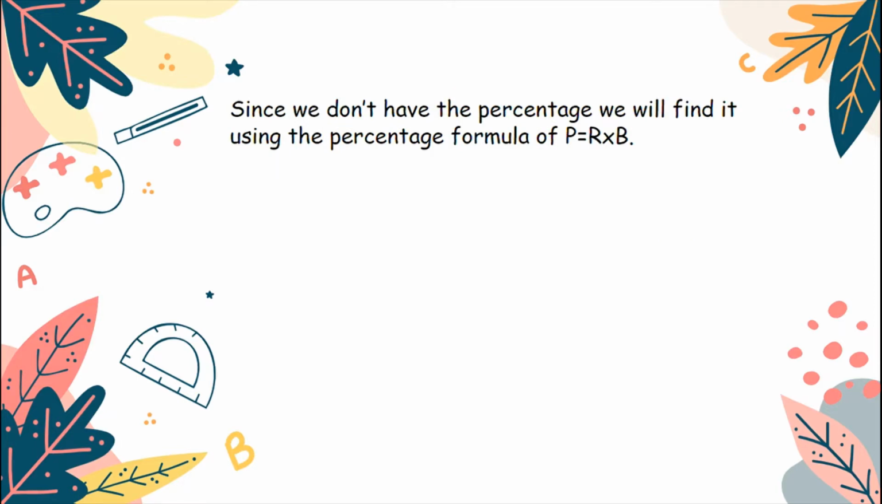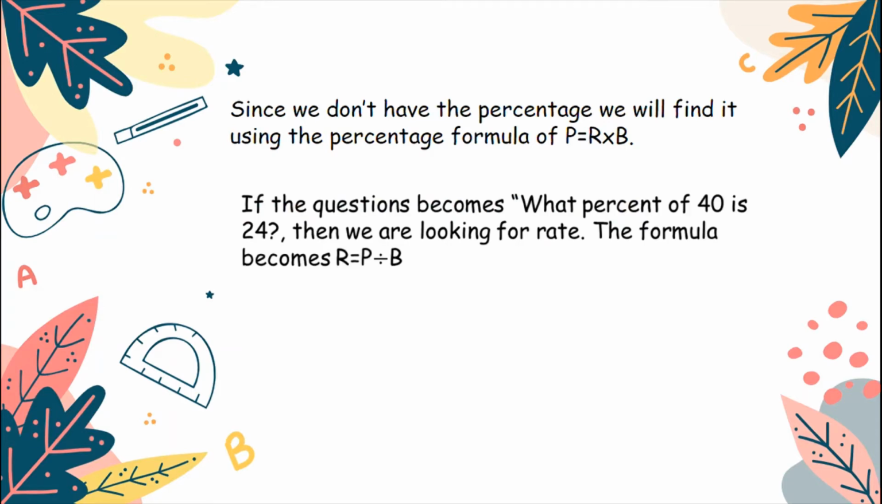Since we don't have the percentage, we will find it using the percentage formula of P is equal to R times B, wherein P stands for percentage, R stands for the rate, and B stands for the base. So P is equal to R times B. If the question becomes what percent of 40 is 24, then we are looking for the rate.